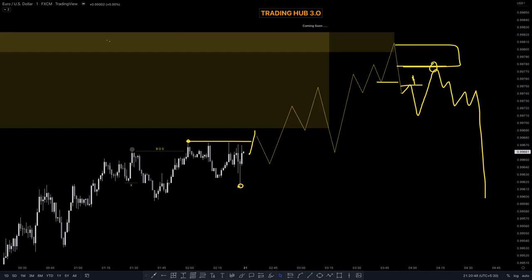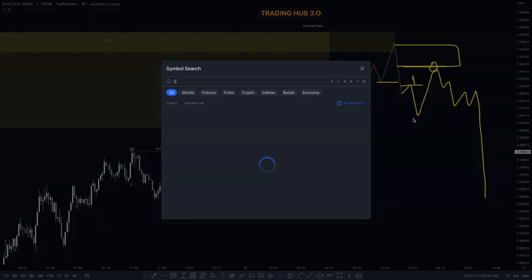I hope this will help you a lot in marking the structure, inducement and structure, because a few members do the wrong thing when marking the structure. That's why I made this analysis in detail. Okay, now switch into another pair, GBP.